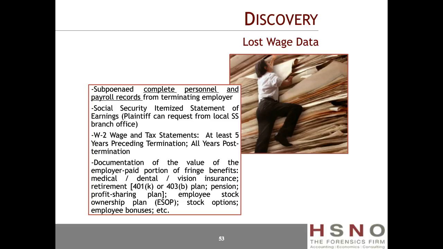If you're not going to be able to get the payroll records from the employer, I'd ask for every pay stub that the plaintiff had, because the pay stub will often break that stuff down for you. You want W-2 wage and tax statements, at least 5 years preceding termination, and all years post-termination. Documentation, as I said, of the value of the employer-paid portion of fringe benefits.